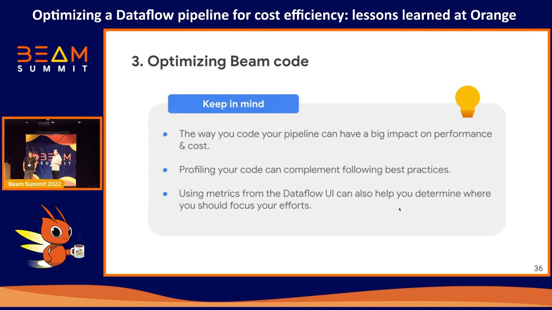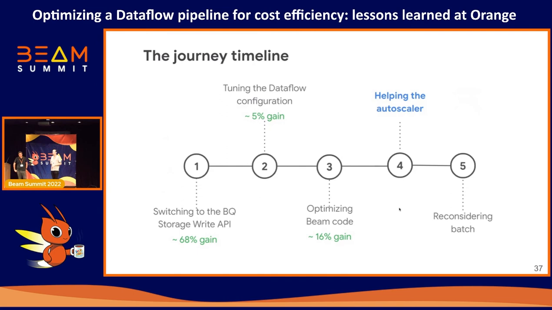So keep in mind that the way you code your pipeline is probably the most important thing in terms of performance. So try to follow a few best practices. We have lots of best practices during the Beam Summit here. And in complement to that, try to profile your code and see if you can improve it. Also, if you're using Dataflow again, you can use the UI from Dataflow, look at the metrics, and they might also be useful to understand which parts of the code you should optimize. So 16%, not too bad. And the next phase was to try and reduce vCPUs.